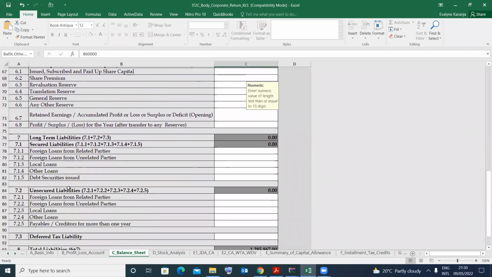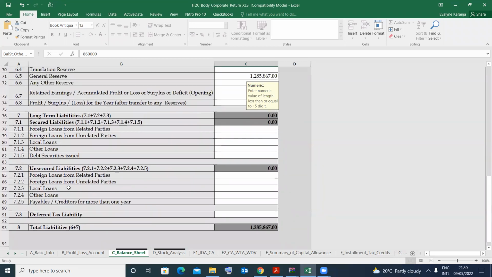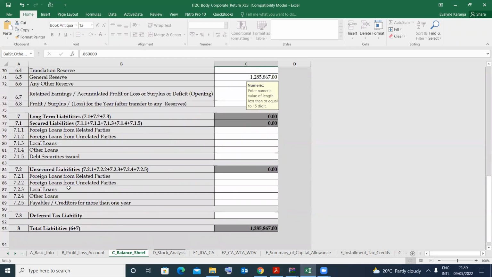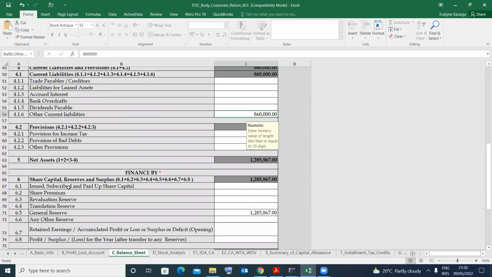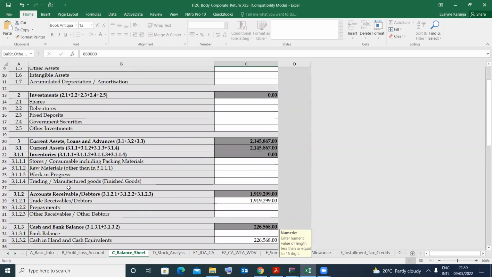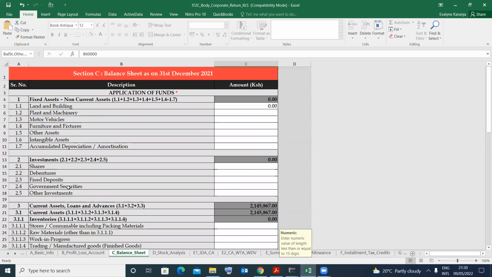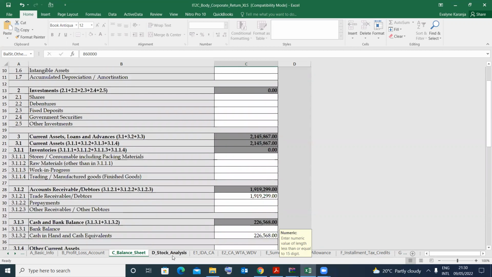Okay. And the good thing is you don't need to calculate anything. Wewe unatumia the audited financial accounts, una feed tu unamaliza. Claire, do you have any question? No. Leo uko sawa? Yeah.